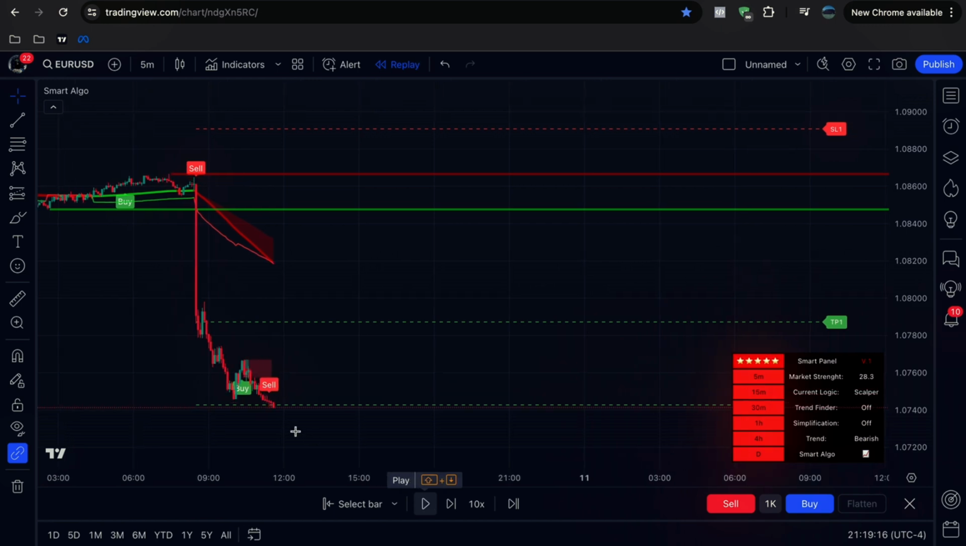So as you can see, guys, right over here, we got a buy signal, but as we said earlier, we're only trading with the trend, guys. So we're going to be ignoring every single buy signal in a bearish trend. Very important, guys. And as you can see, we hit our second take profit level, guys.